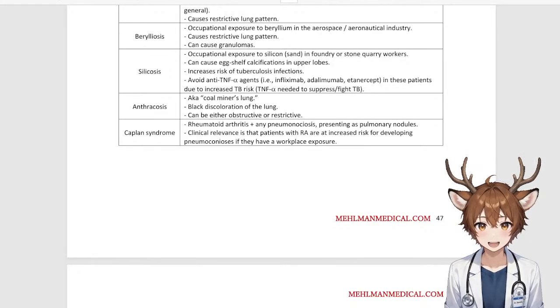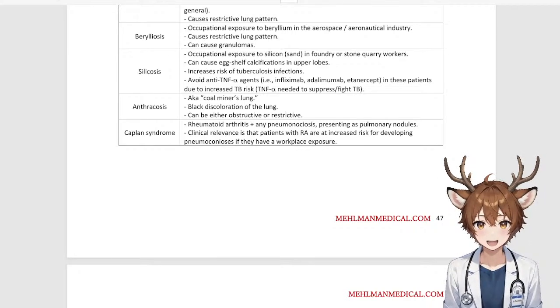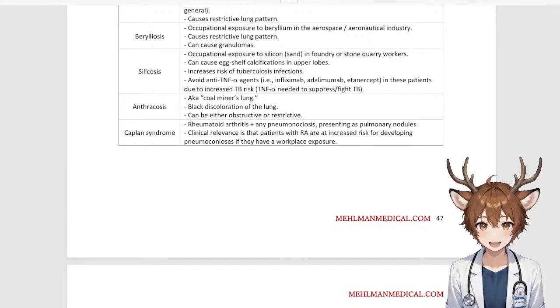Anthracosis, aka coal miner's lung, black discoloration of the lung, I guess it'd be like black lung, can be either obstructive or restrictive.